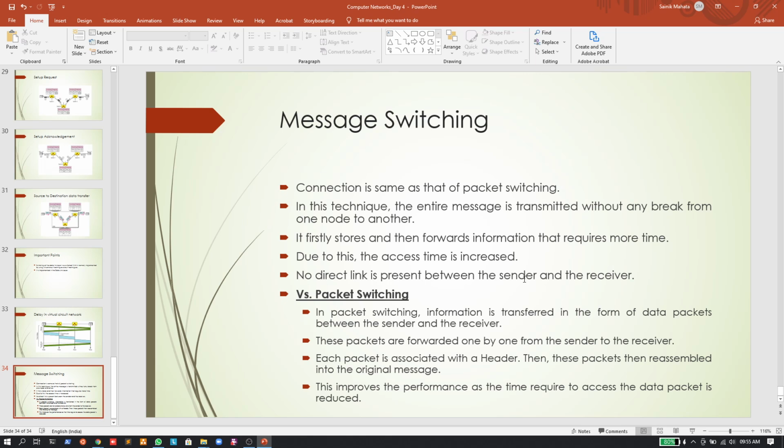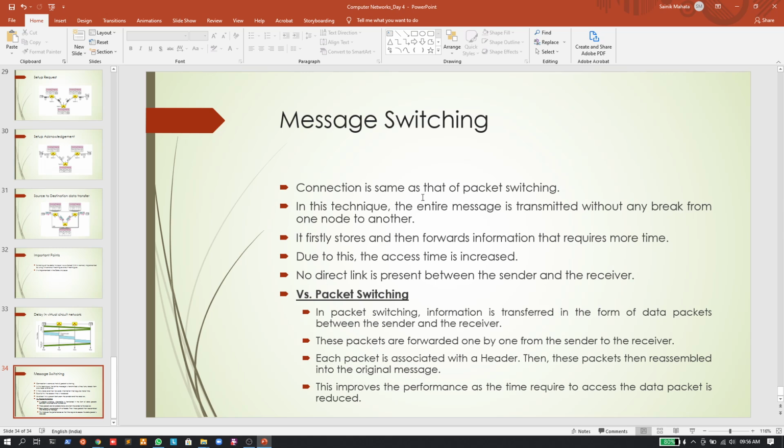So that is also obvious because there is no setup phase. So that is similar to the packet switching network actually. Now if I compare this to packet switching network, again we can see the first point: in a packet switch network, information is transferred in the form of data packets between the sender and the receiver.